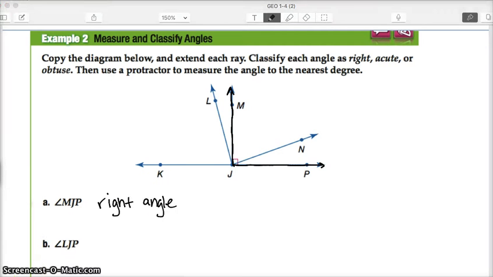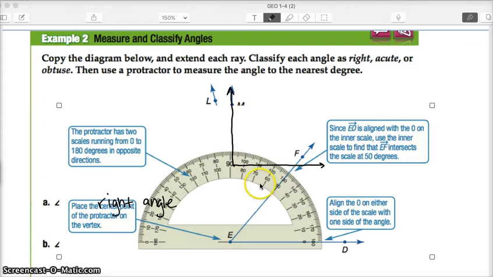The next thing we need to do according to this question is measure this angle. And to measure the angle, we need a protractor. So I'm going to try this and see if it works. I pulled this copy of the protractor from our textbook, and I'm going to see if I can drag it along to show you how to measure an angle.